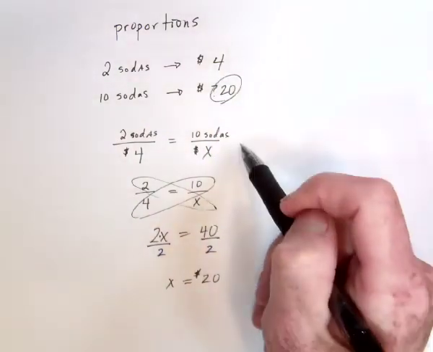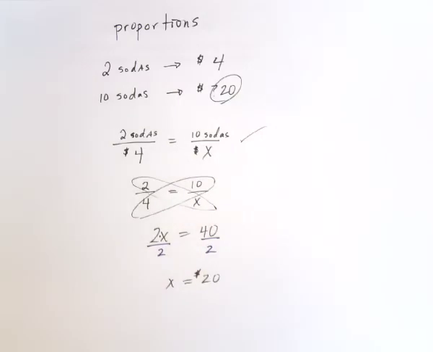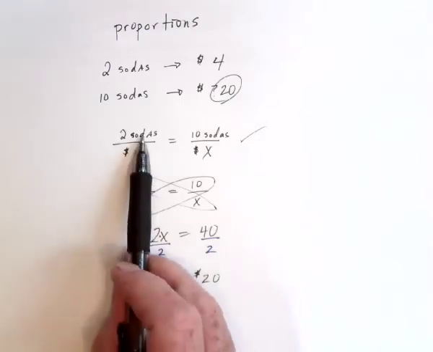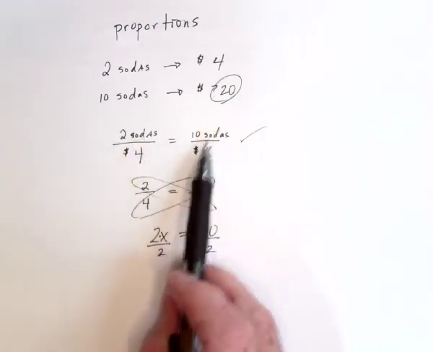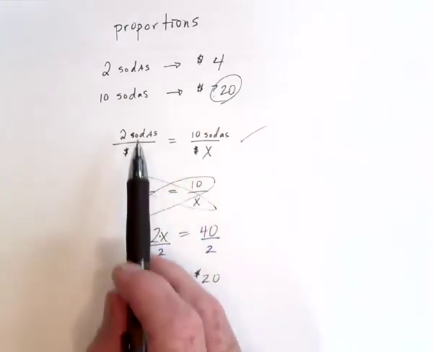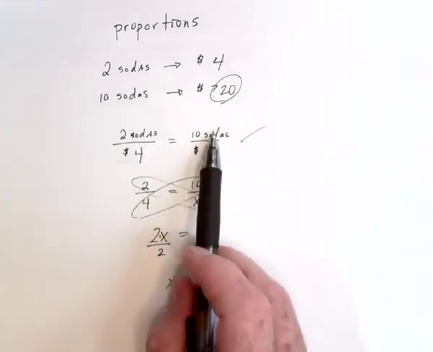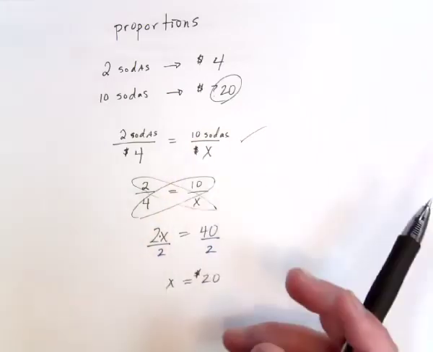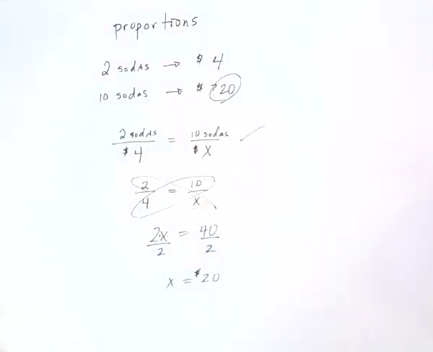So we're going to do the problem given this way with these proportions, these fractions set equal to each other. Notice the thing that's important is it goes soda over dollar equals soda over dollar. You just have to be consistent. I could have gone dollar over soda, just be consistent. Do the same thing on both sides of the equal sign.